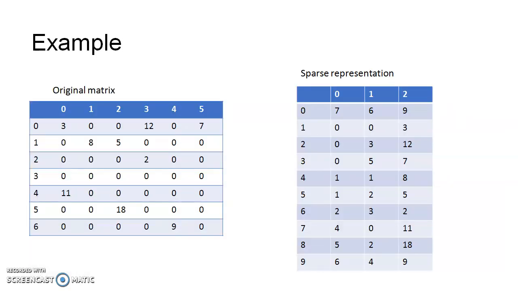We have an original matrix which consists of 7 rows and 6 columns. In this, you will observe that most of the elements are zero and there are very few non-zero elements. So, this is a sparse matrix. Now, this sparse matrix will be stored in the triplet representation, which consists of only 3 columns.